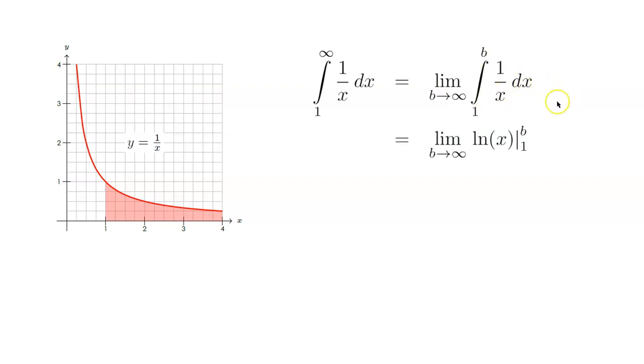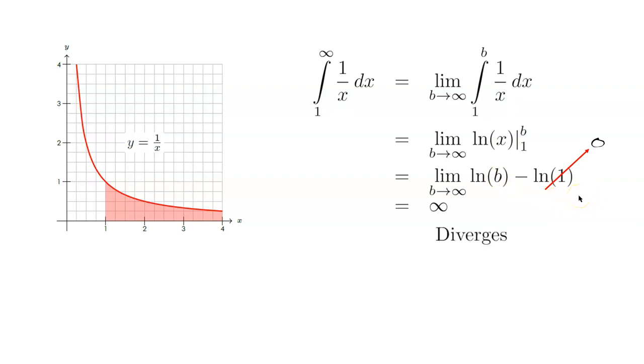I get the natural log. So I've got the natural log going from 1 to b. I plug in b first, and then that goes to 0. And natural log of b is infinity. So this integral diverges. Now this makes sense, you say, Megan. Of course it makes sense, because the area under the curve, this is an infinitely long thing. Of course it's infinity. Haha.